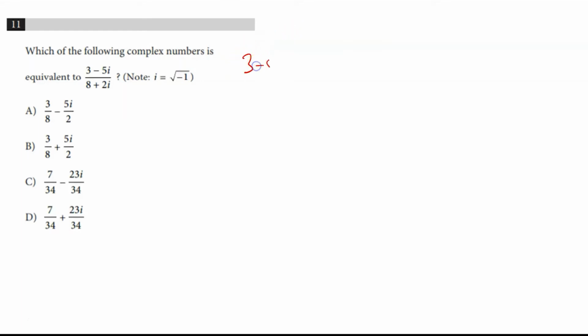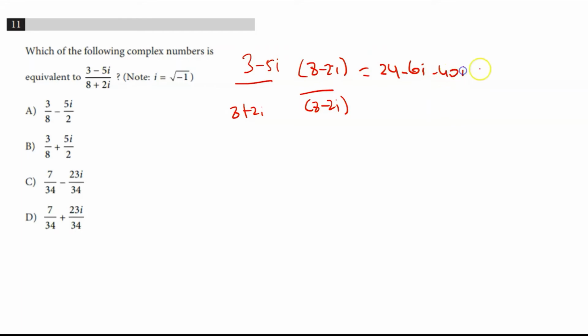So (3 minus 5i) over (8 plus 2i). The conjugate of the denominator is 8 minus 2i. So we multiply by (8 minus 2i) over (8 minus 2i). If we distribute here, that equals 24 minus 6i minus 40i plus negative 5i times negative 2i.